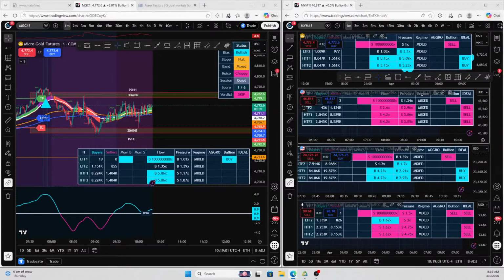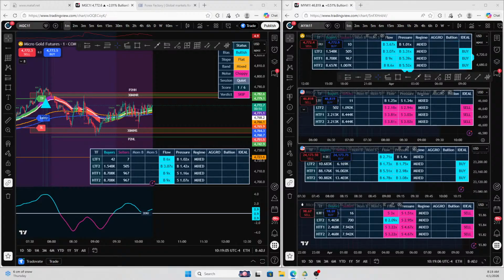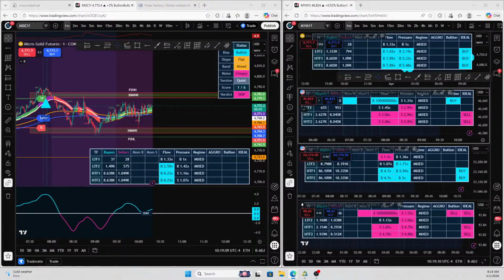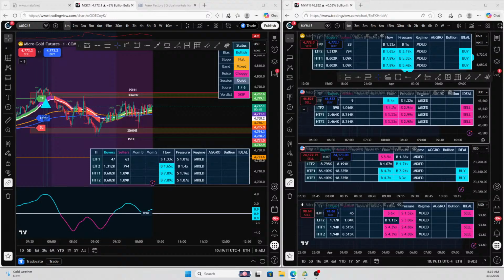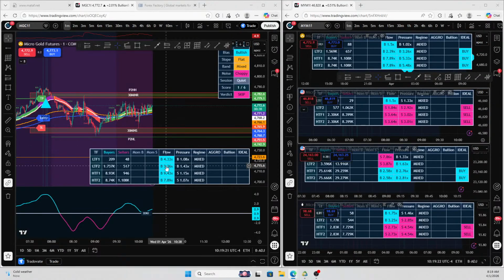You've got to wait for a clear direction to take place, and that's when you want to open any trades. For now, we're just going to wait for volume to come in. This is way too low volume. It's too low of a volume.